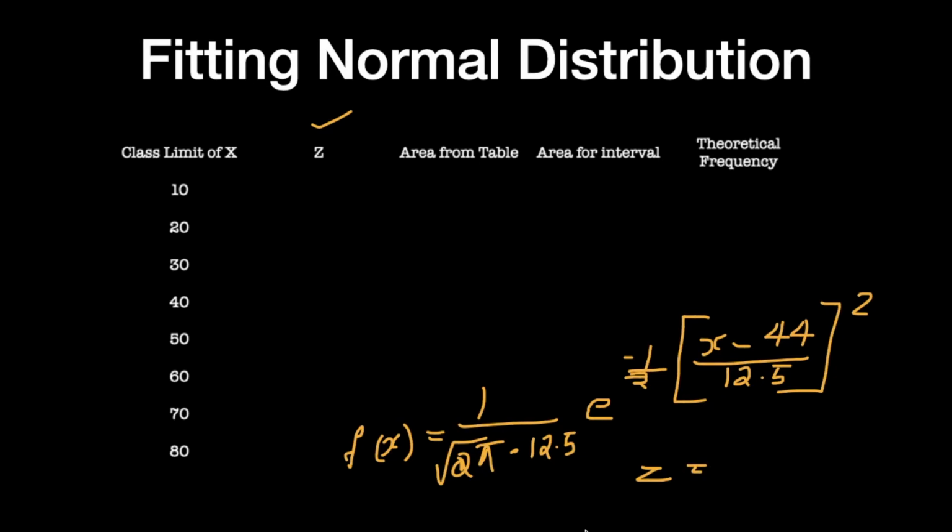For calculating Z, we know that the formula is x minus mu divided by the standard deviation. In this case, it will be x minus mu, which is 44, divided by 12.5. So for each value of class limit, we have to calculate the standard normal variate. You know that we had class limits from 10 to 20, till we had 70 to 80.